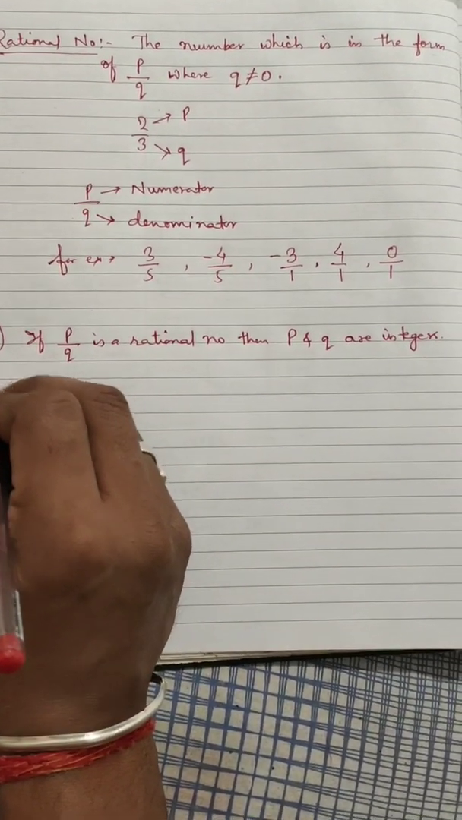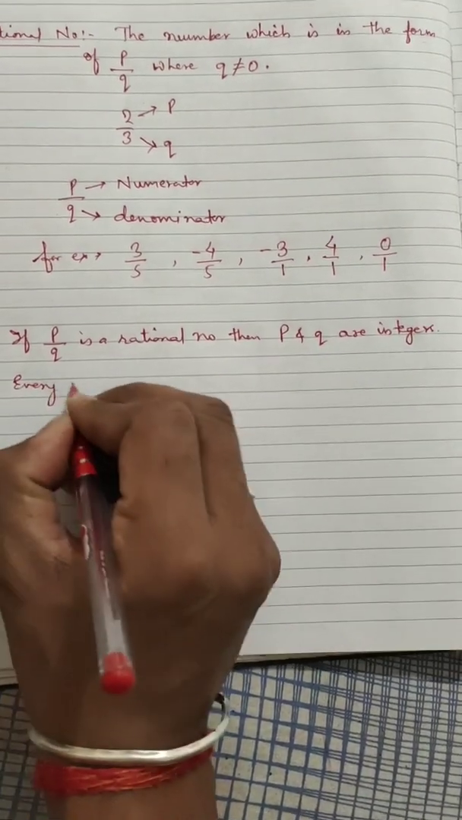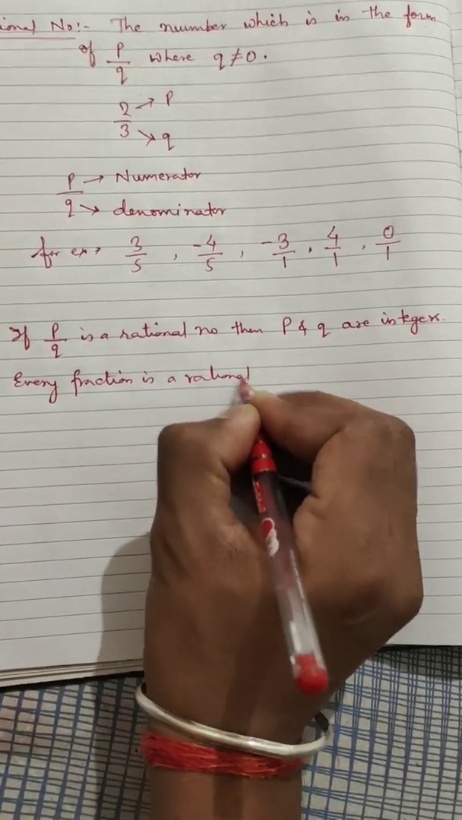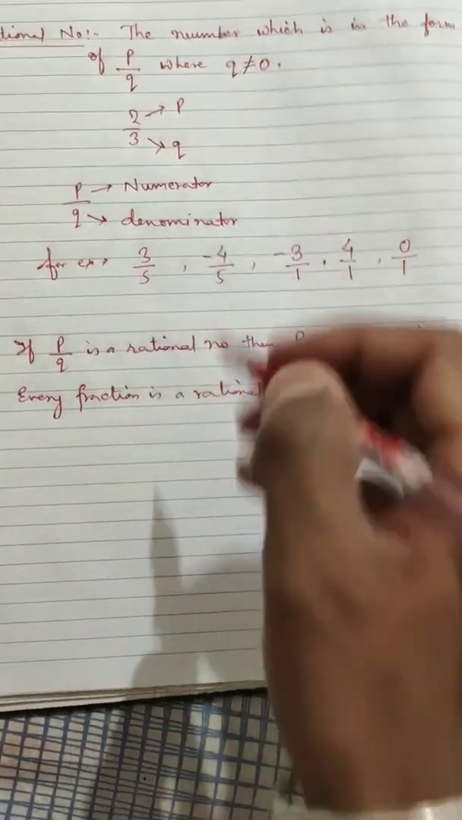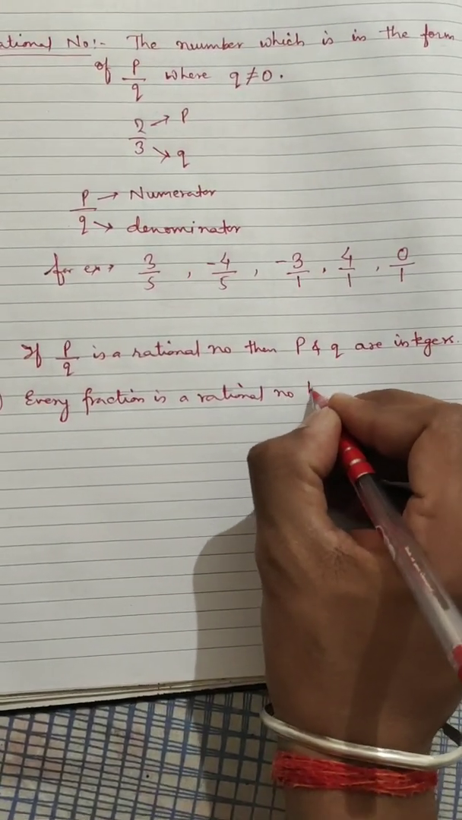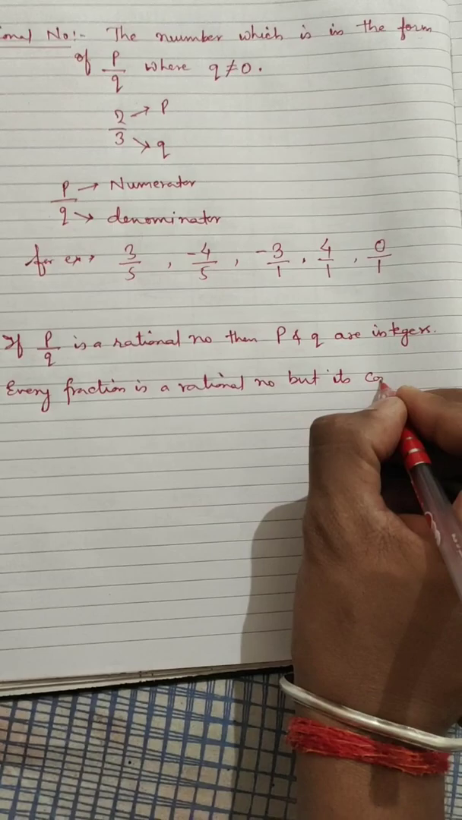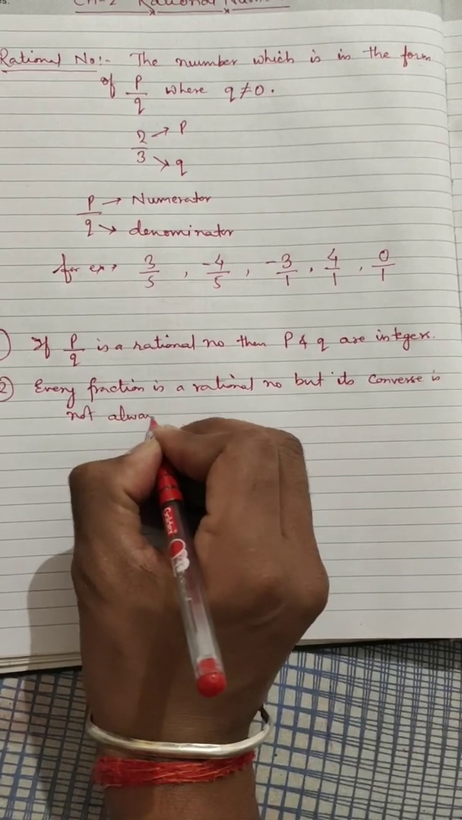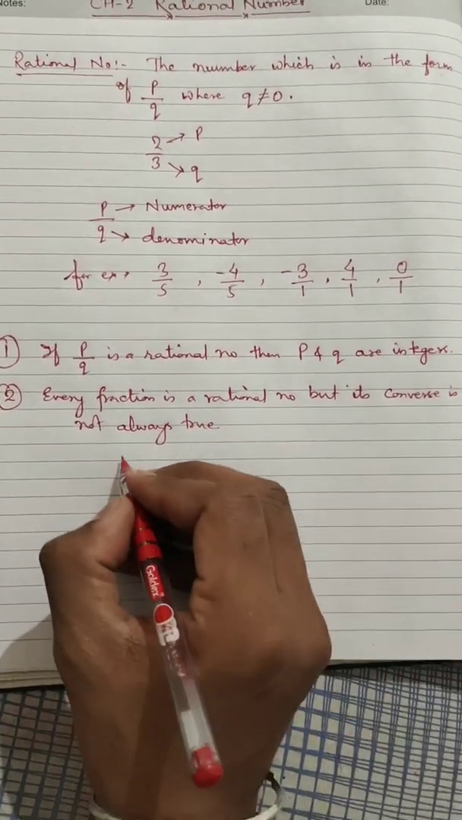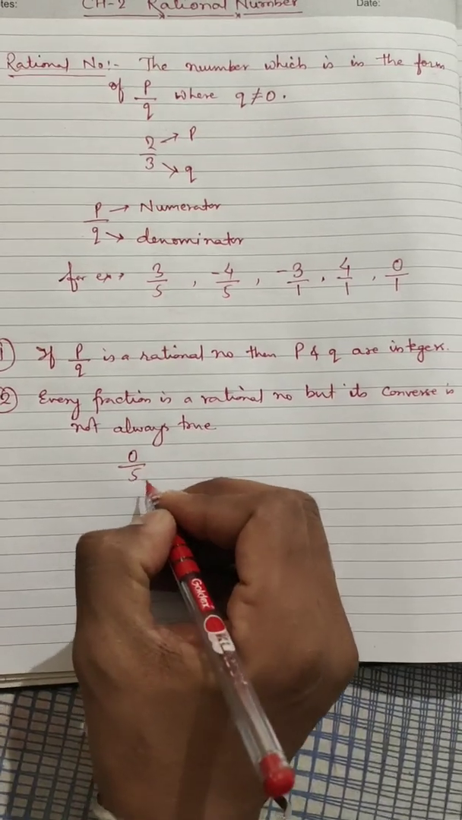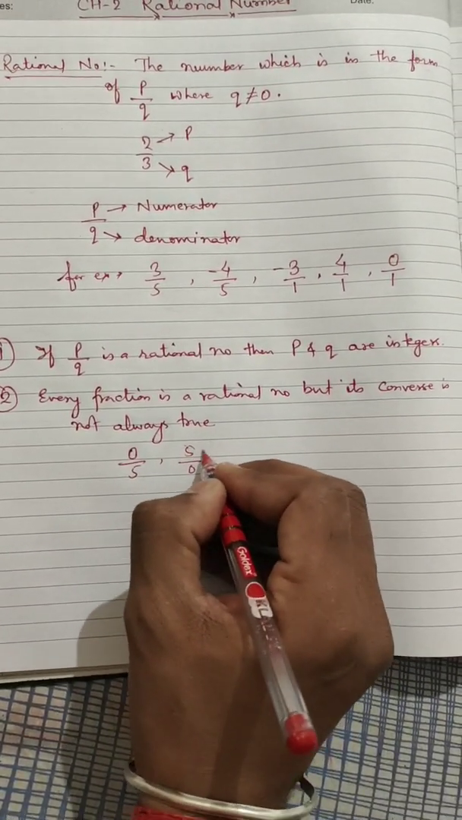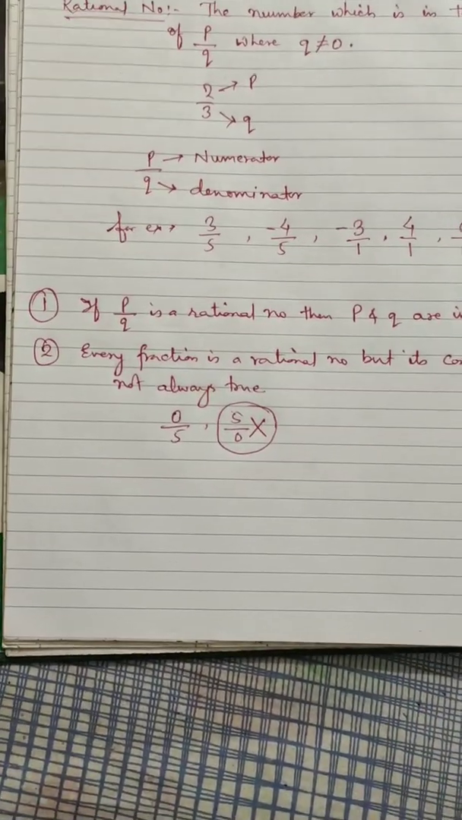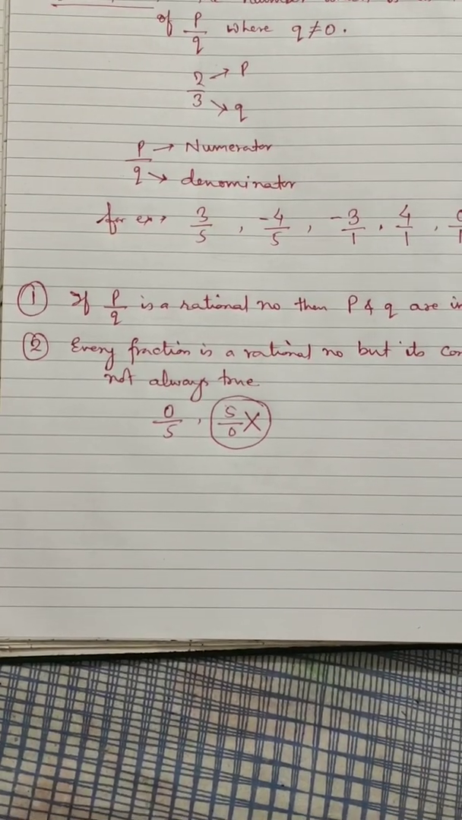Now, second rule: every fraction is a rational number. Since P by Q is a form of fraction, every fraction is a rational number, but its converse is not always true. Let us take an example. 0 by 5 is a rational number, but its converse 5 by 0 is not a rational number. Similarly, there are positive rational numbers and negative rational numbers.